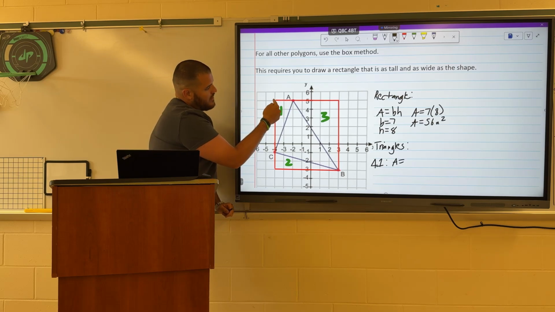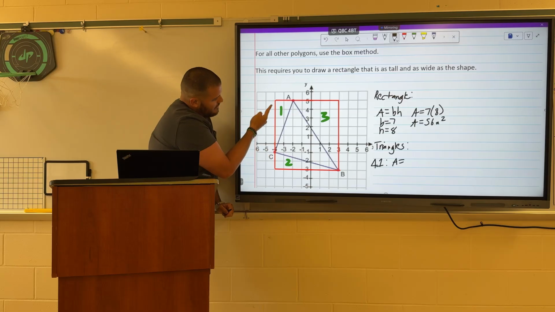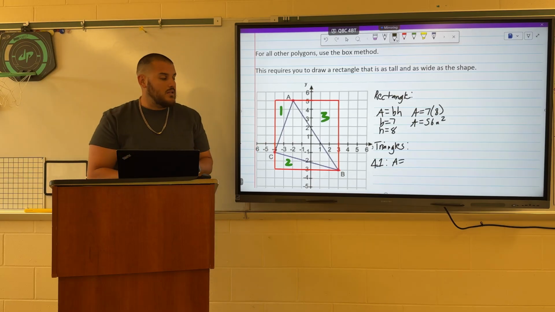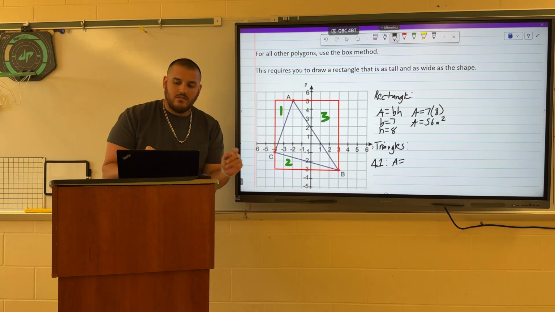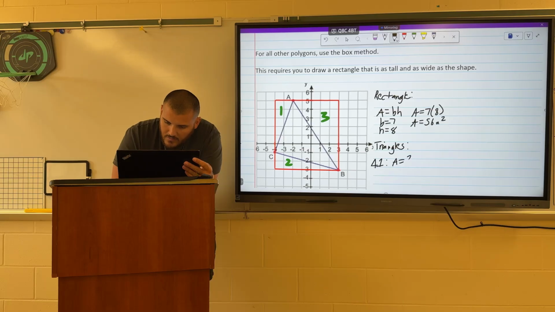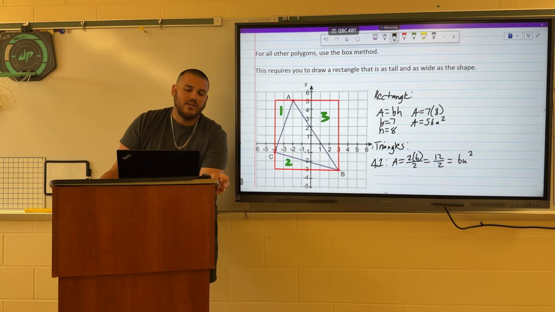So I'm gonna count right here, it's easy, 1, 2. This side I'm counting down to the C where it hits the rectangle. So that's 1, 2, 3, 4, 5, 6 units. So I have a base of 2, height of 6. Base times height divided by 2. 2 times 6 is 12, 12 divided by 2 gives me 6 units squared for the area of that triangle.